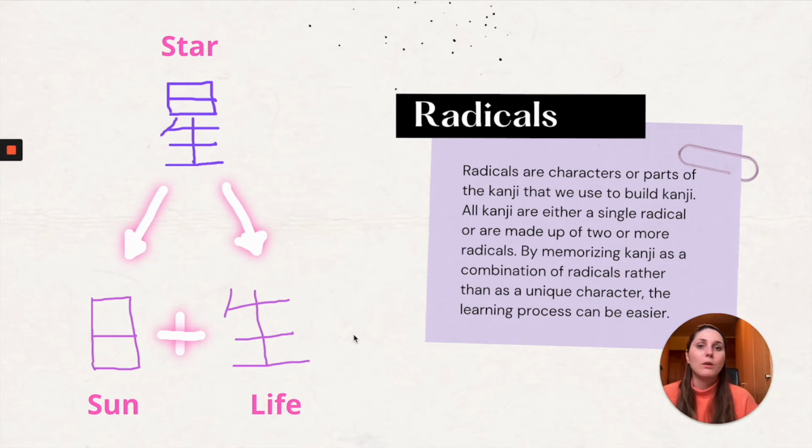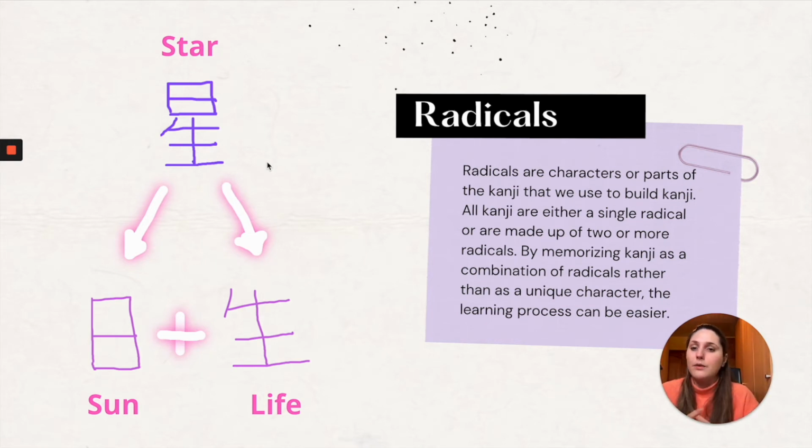So this can help you, for example, remember the meaning of the kanji, or if you know how to write all the radicals, for sure you know how to write all the kanji in the correct order. Well, not always. For example, it has many parts. You need to know when to start and when to finish, but basically it also helps you to learn how to write in the correct order. So for example, we have star, so the top part of the kanji would be sun, the radical for sun, and the bottom part of the kanji would be life, the radical for life.